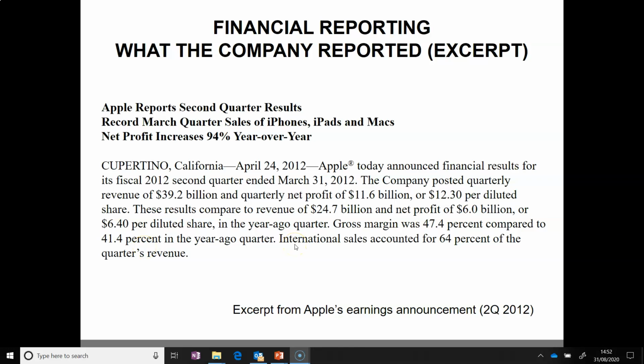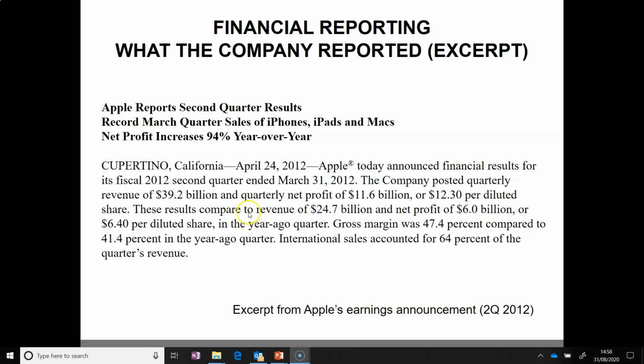And the main attribute is that international sales accounted for 64% of this quarter's revenue. Earnings announcements are an example of a financial report other than the financial statements, and they are typically accompanied by the financial statements also, particularly the balance sheet, the income statement, and the cash flow statement, which may be audited or unaudited. Typically, regulations do not require quarterly financial statements to be audited, but annual.